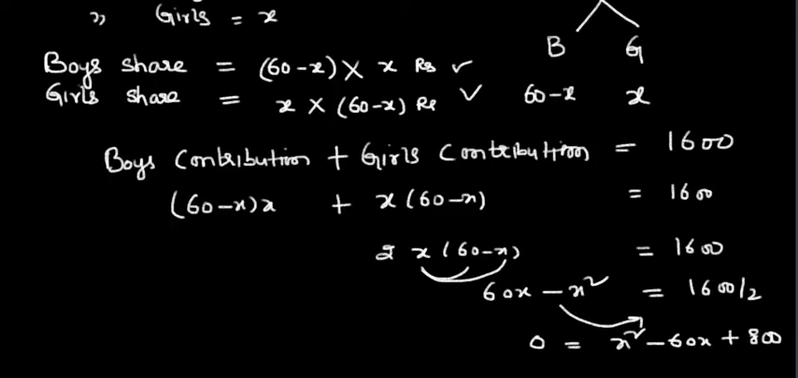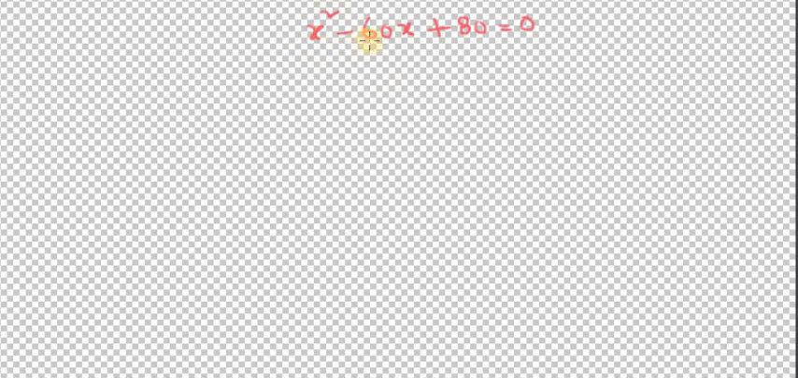So the same equation I'm copying to the next slide. Here we have x square minus 60x plus 800 is equal to 0. Now if you solve this sum, we will get the answer.